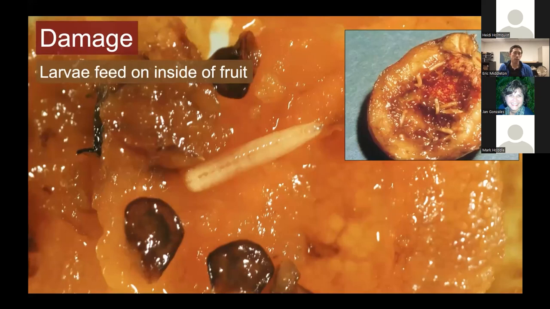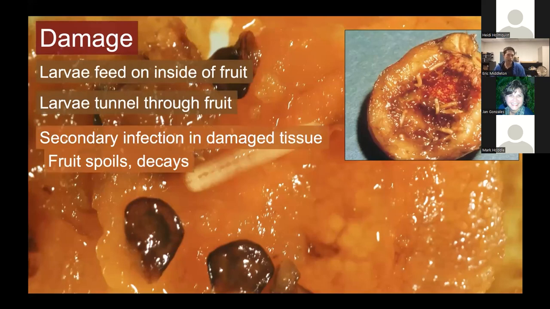Damage. We talked a little bit about this before. The larvae will feed on the inside of the fruit. They'll form tunnels as they go throughout the entire thing, and they will cause damage on their own. But then there's also secondary infections that occur inside the damaged tissue. And the combination of this means that the fruit is pretty severely damaged. It'll start to spoil, decay. That's a pretty serious problem if you have a fruit tree at home.